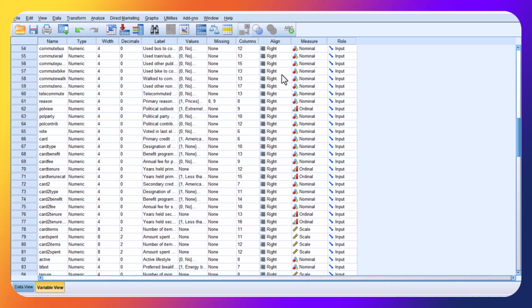So what do I mean by ordinal data type? Ordinal data type in SPSS is basically grouping based on factors or arrangements. For example, low, medium and high, rich and poor, male and female.